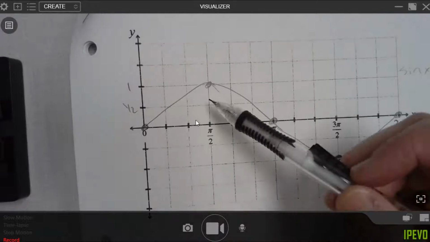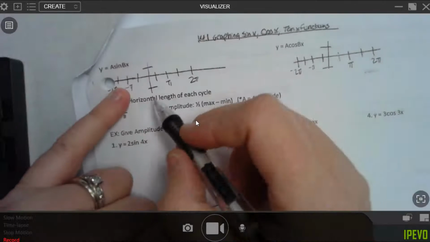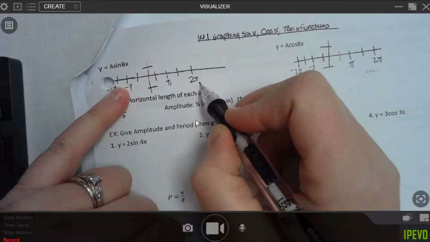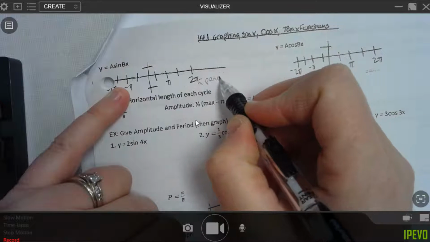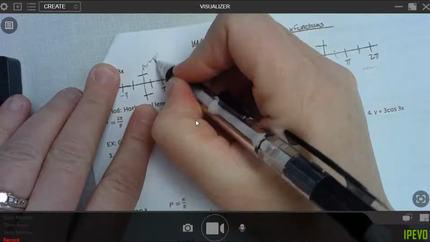Sine of pi over 2 is always 1. So when we graph them, it's easiest. What I always do is I make 4 marks. The 4th mark is always my period. So whatever your period is goes right here. And then you label your A, which is your amplitude, right here. So this is my amplitude.